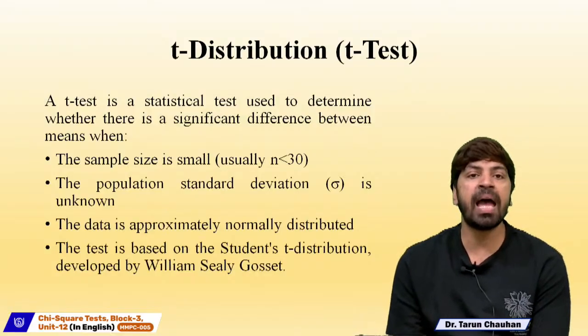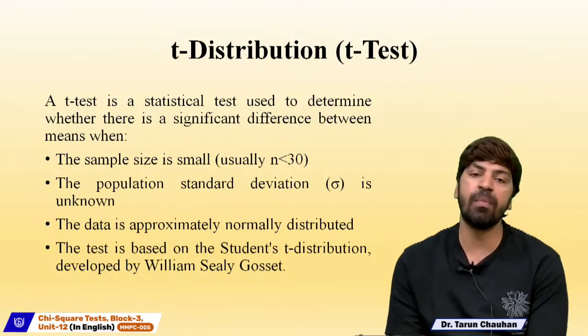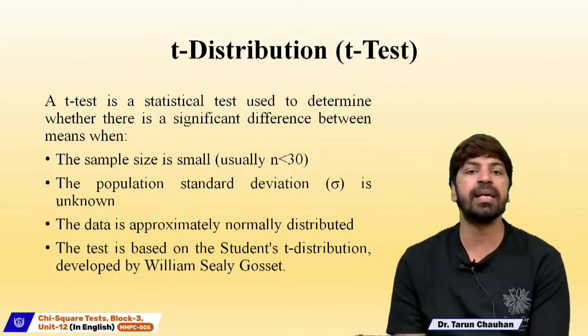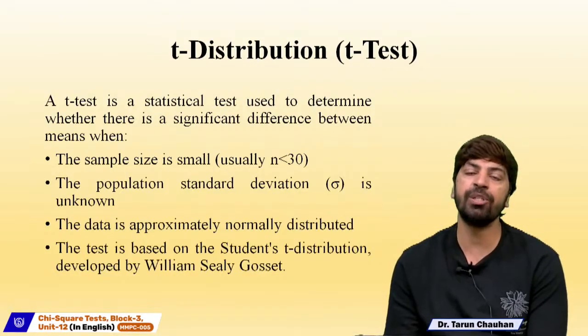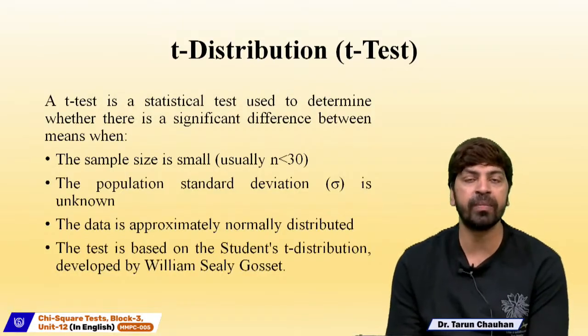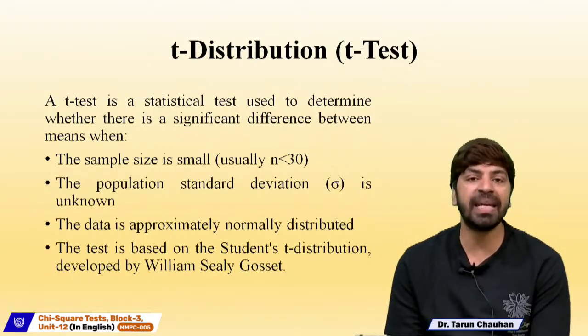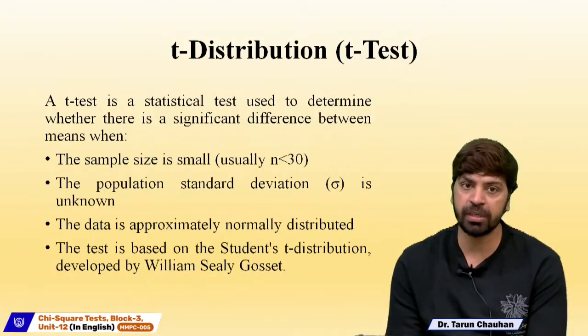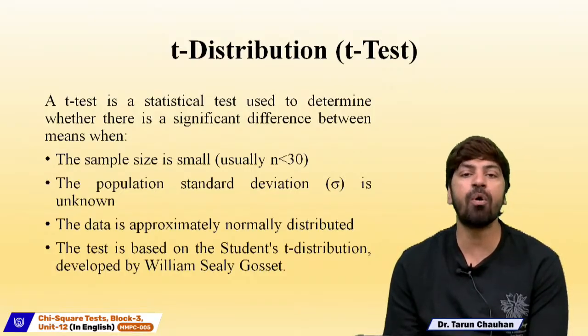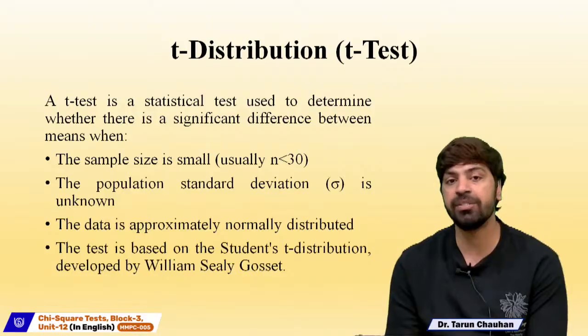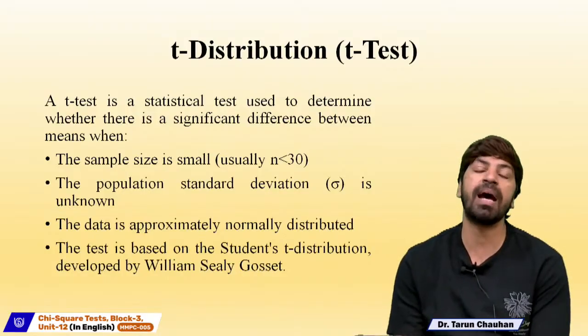It is applied when the sample size is small, usually n is less than 30, the population standard deviation is unknown, and the data is approximately normally distributed. This test is mainly based on the Student t-distribution developed by William Sealy Gosset.